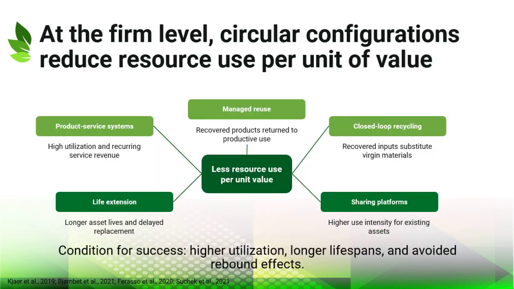At the firm level, circular configurations reduce the resource used per unit of value. Product service systems can raise utilization and generate recurring revenue. Life extension strategies delay replacement and keep assets productive for longer. Managed reuse returns recovered products to productive use. Closed-loop recycling substitutes recovered inputs for virgin materials. Sharing platforms increase the intensity of use for existing assets. Each configuration contributes to decoupling in a different way.